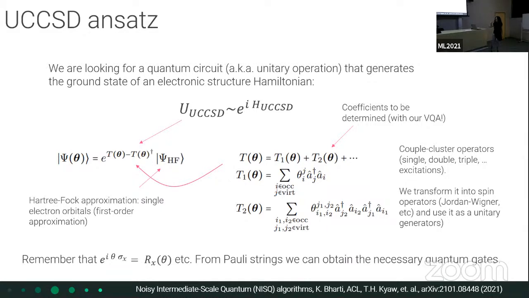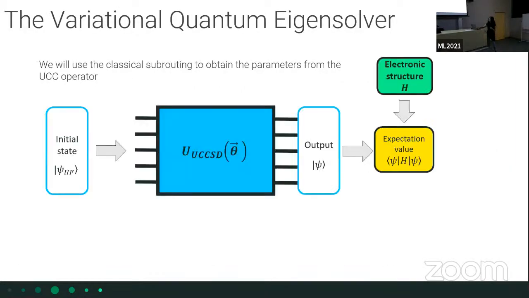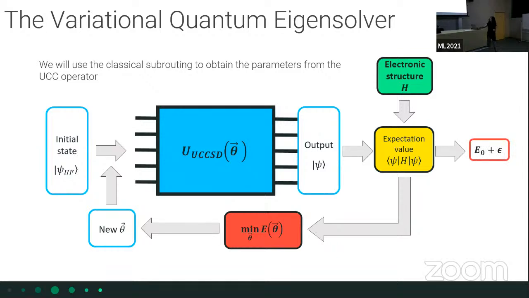So in the end, remember that I mentioned at the very beginning that the exponential of these Pauli matrices are rotational matrices. So in the end, we have a maybe complicated but very clear recipe of how to transform the Hamiltonian of our electronic structure problem into a quantum circuit with these variational parameters that we need to obtain. So it's exactly the same structure, but instead of having this general parameterized quantum circuit, we have this unitary coupled cluster single double ansatz that is obtained from the electronic structure problem. Okay, so we have our electronic structure problem translating to the spin operators that translate into quantum gates.